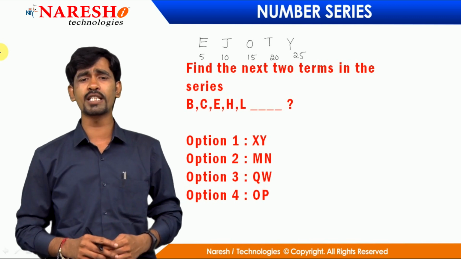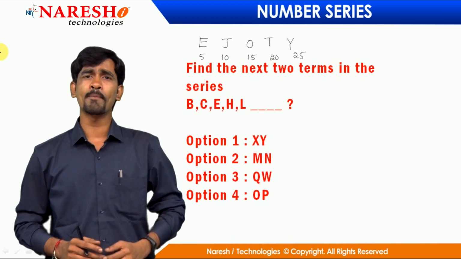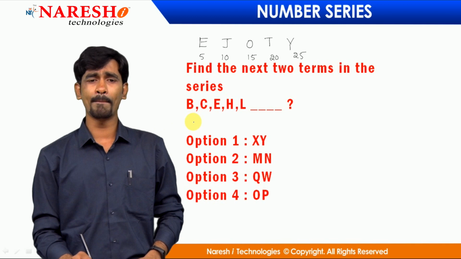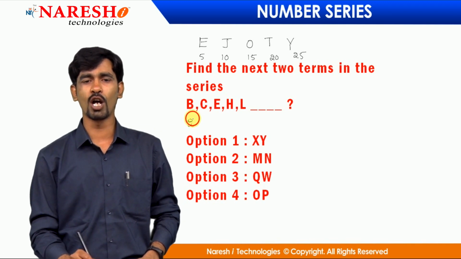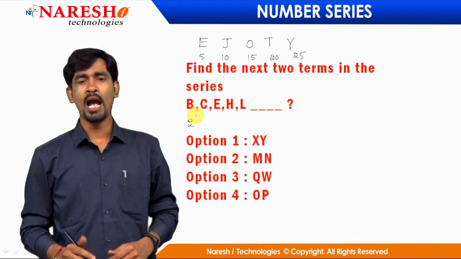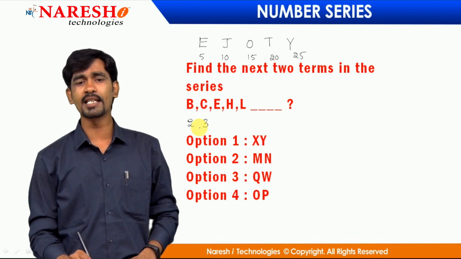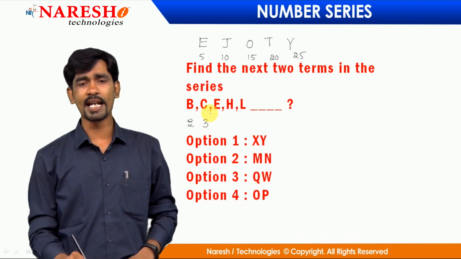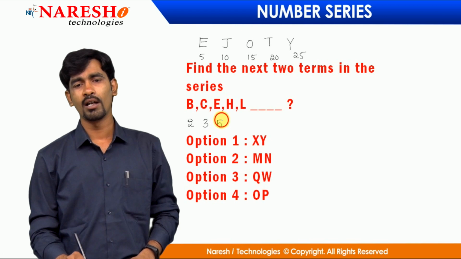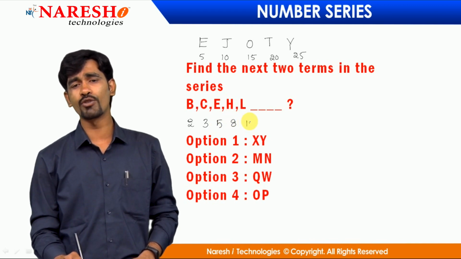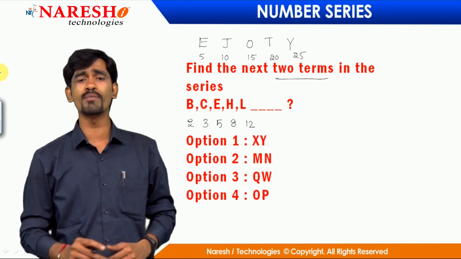So looking at the first question which is given here, it started with B. B is nothing but 2, I am taking the position of the alphabet. And the next term is C, which I can take as 3. The next term is E, that is 5. H is going to be 8, and L is going to be 12. They are asking what the next two terms in the sequence are.